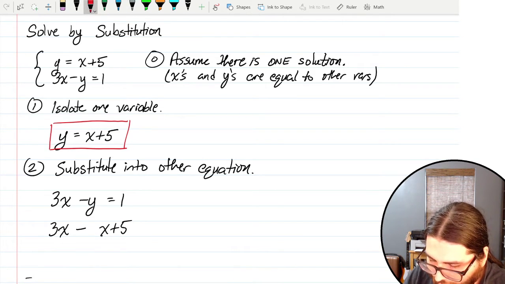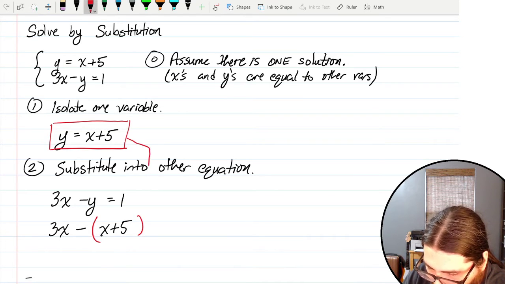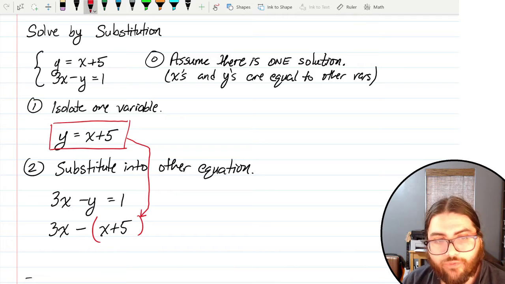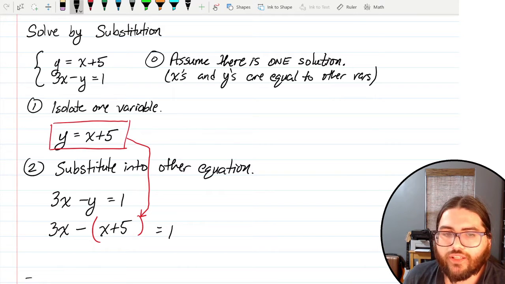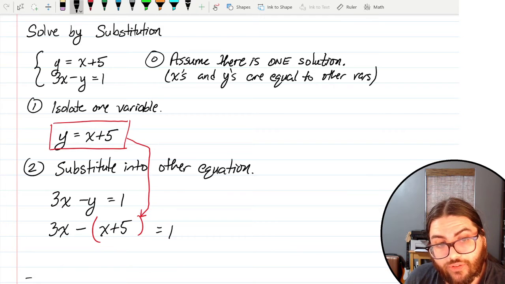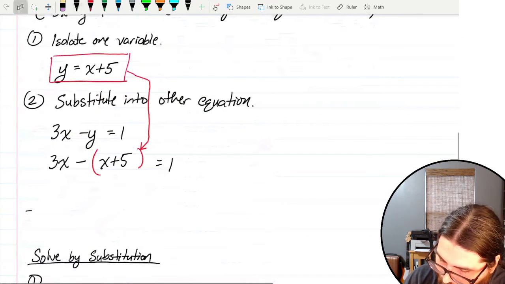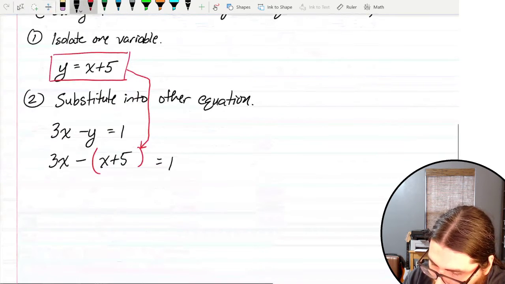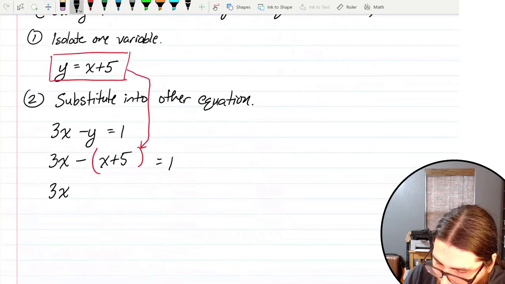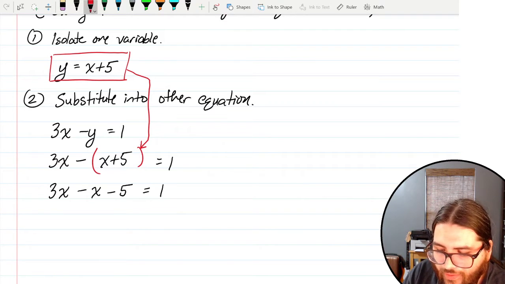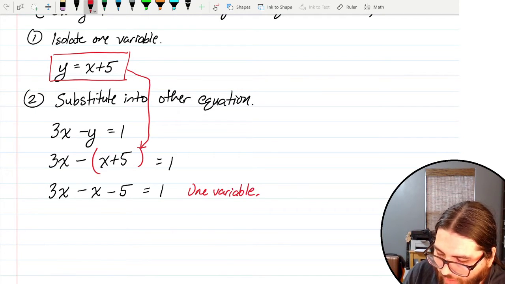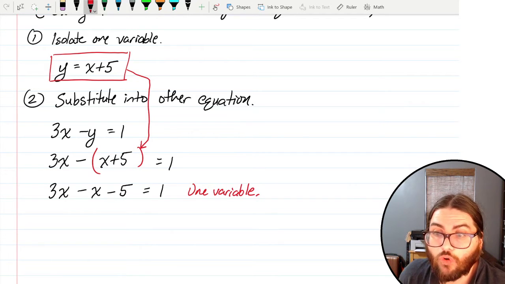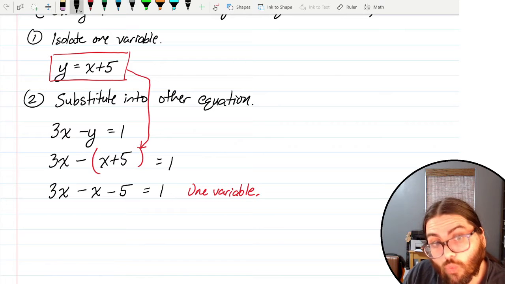And I'll even use my red pen, right, to emphasize the fact that y equals x plus 5 came from step 1. Equals 1. Now this particular problem, I will have to distribute that negative sign that you see in front of the red parentheses. I need to add some more space. 3x minus x minus 5 equals 1. And I know that that might not feel super great, but now this has one variable in it. I've been solving equations with one variable in it for a long time now, right? So this just becomes quote unquote regular algebra.